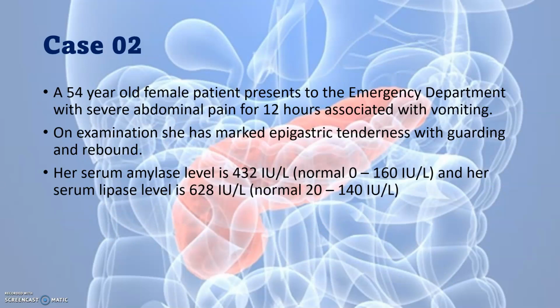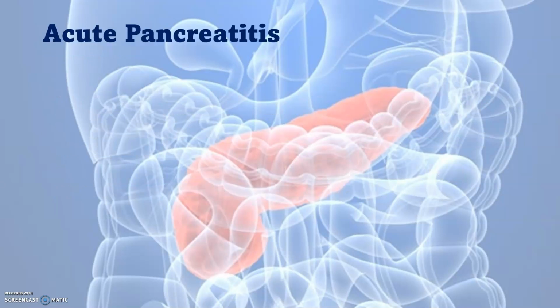Okay, so case 2 is a 54-year-old female, severe abdominal pain and vomiting, marked epigastric tenderness with guarding and rebound. Serum amylase is 432 international units per liter, and the serum lipase is 628 international units per liter. So this, of course, is acute pancreatitis.